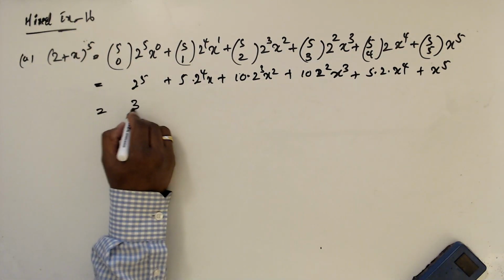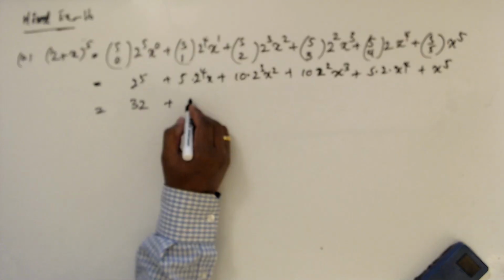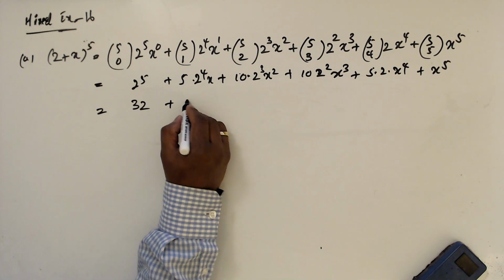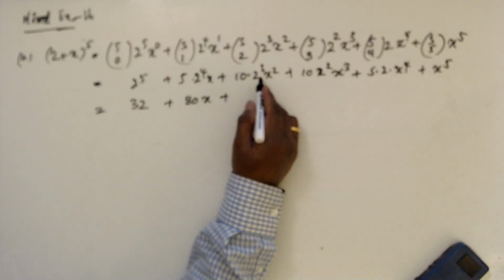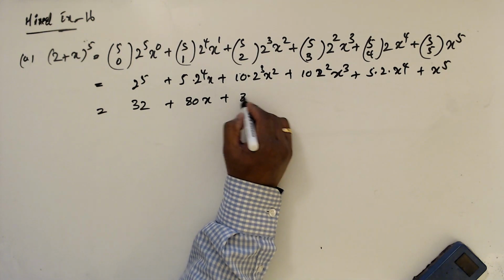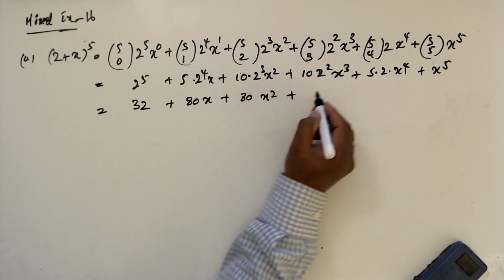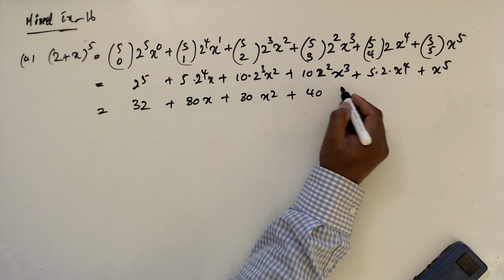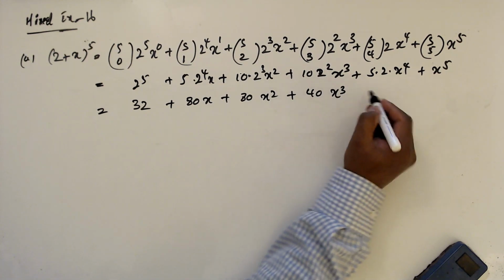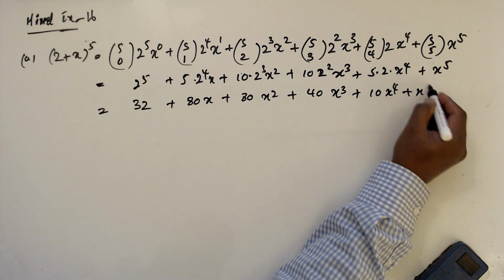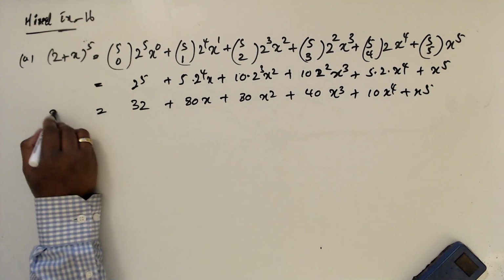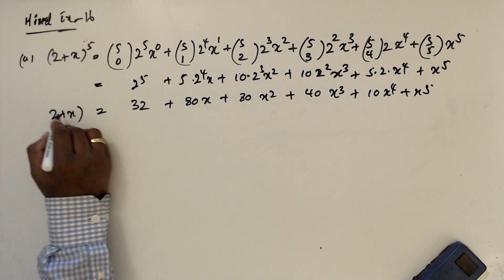This is equal to 32 plus 80x plus 80x square plus 40x cube plus 10x^4 plus x^5. So this is (2 + x)^5.